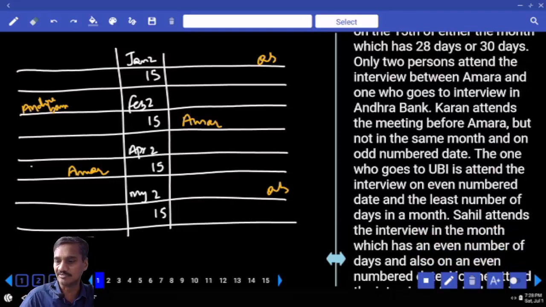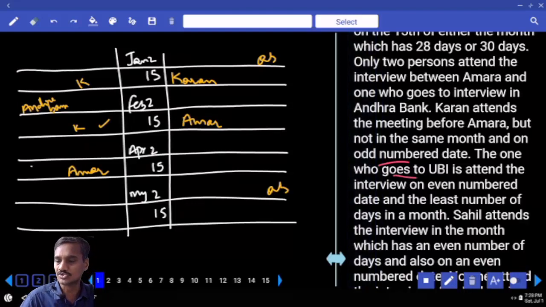Karan attends the interview before Amar, but not in the same month, and on an odd number date. Hence Karan must be here. Now in this case, Karan, 15th. Karan can be either here or here. There are 2 different possibilities.